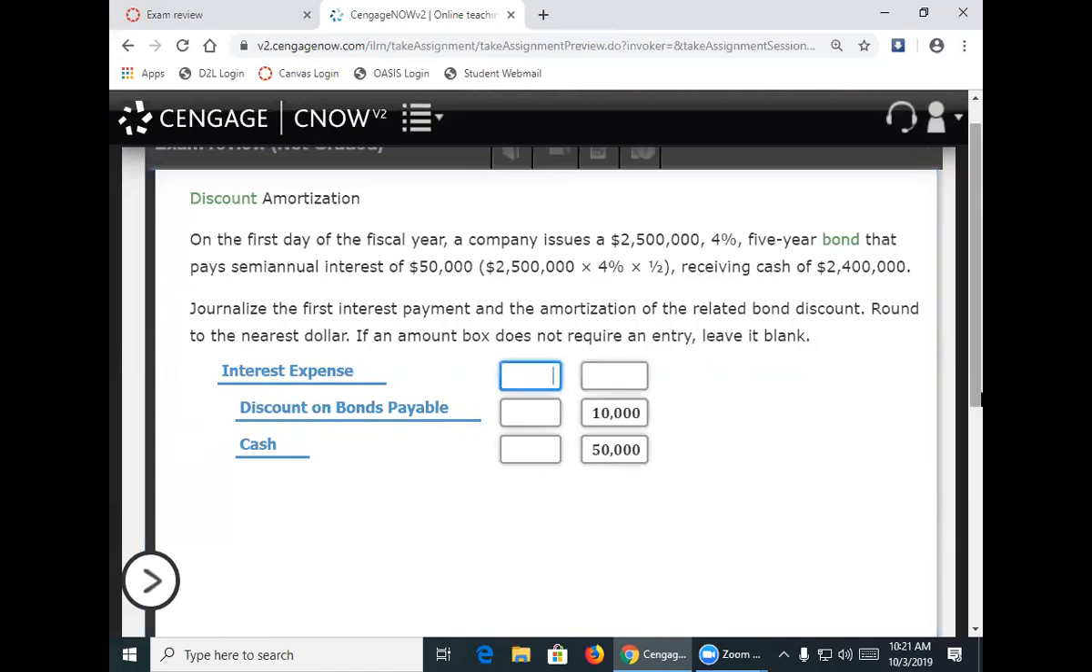Very good. Our interest expense is the full 60,000. So the interest expense is the cost of issuing this bond. So it's the 1/10 of the discount plus the cash interest we're paying them. That's the total expense of this bond to us. Okay.